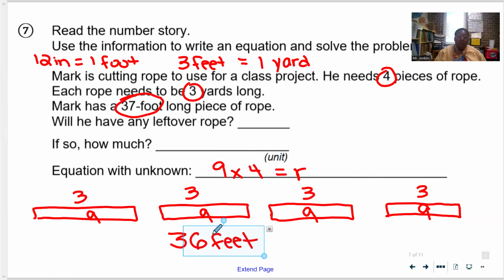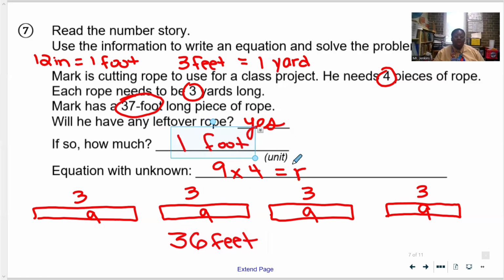Now, do we have enough? Yes, and we will have some left over because we have a 37-foot piece. So yes, there is rope left over. And when I subtract 36 from 37, that leaves me with 1 foot of rope left over. Don't forget your unit, which for this problem is feet. You've got to be careful because your units could be yards or inches depending on the problem.